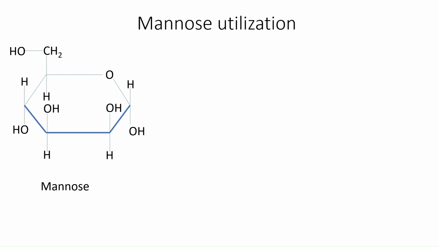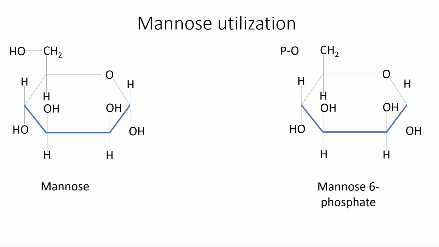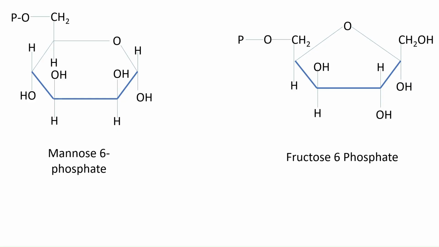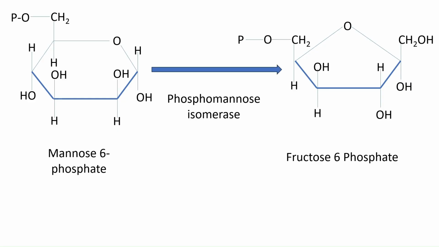Now, moving on to the third monosaccharide, that is mannose. So, mannose is phosphorylated to give rise to mannose 6 phosphate by enzyme hexokinase. As we saw in the glycolysis video, hexokinase is also the one which phosphorylates glucose. Now, this mannose 6 phosphate is directly converted to fructose 6 phosphate by the enzyme phosphomannose isomerase. And since fructose 6 phosphate is an intermediate in the glycolysis pathway, it can directly enter glycolysis.